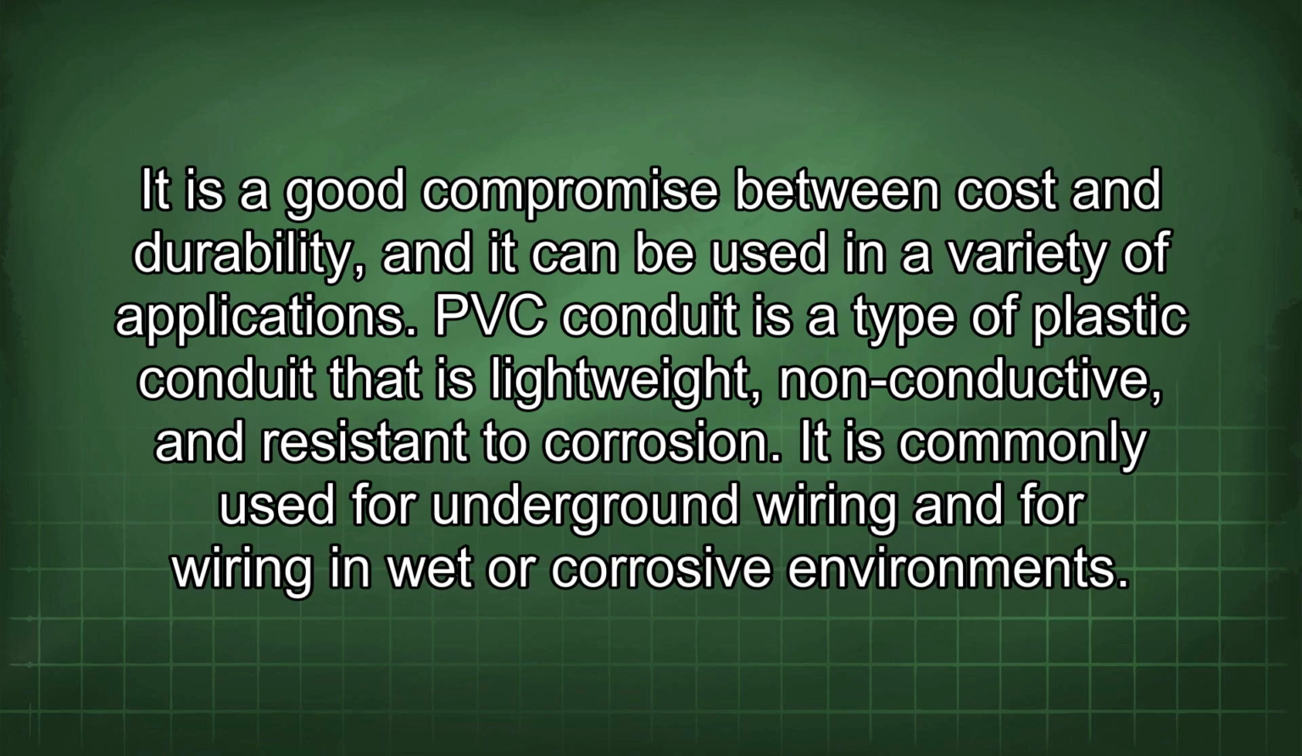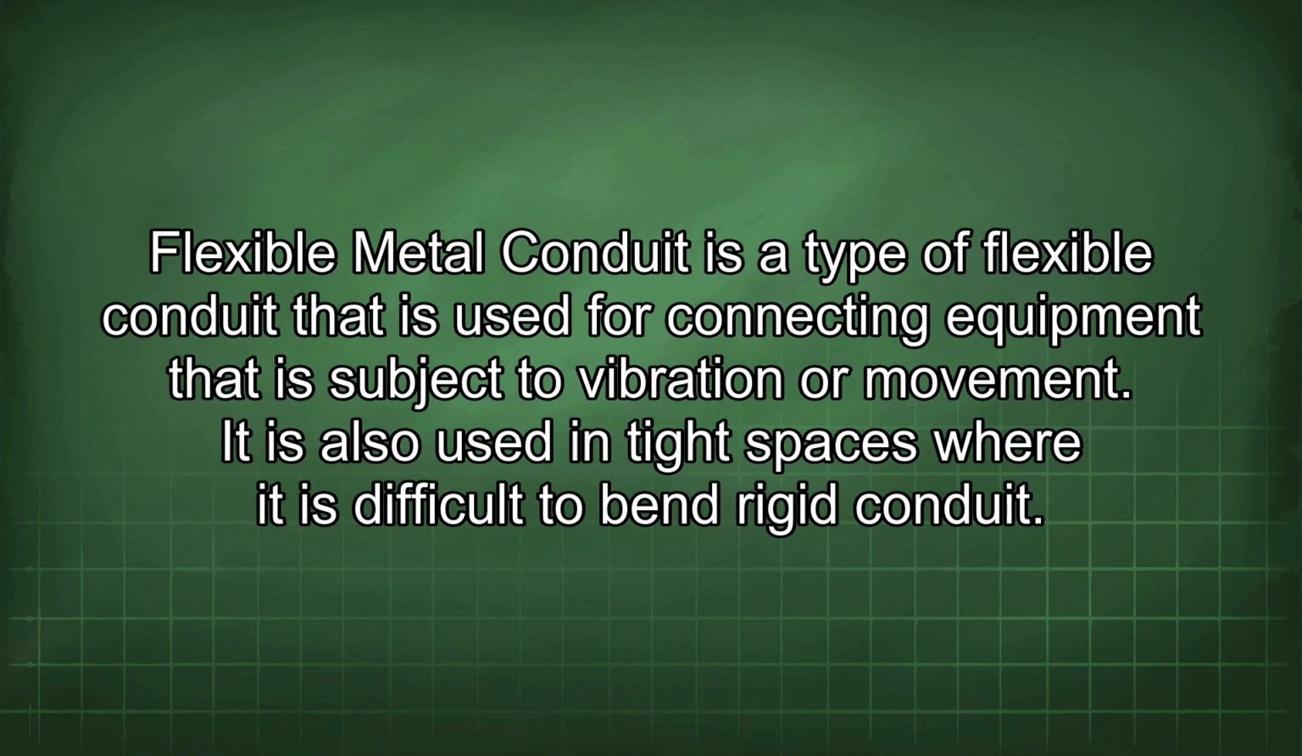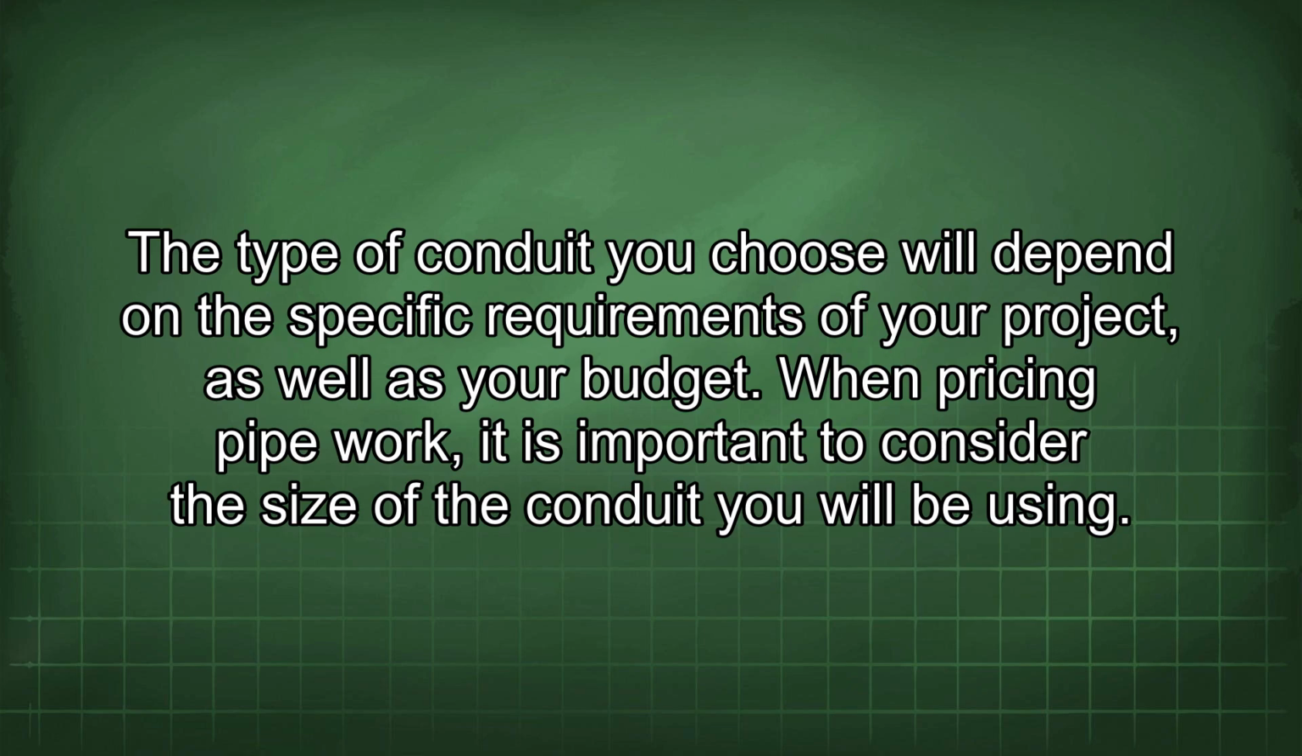It is a good compromise between cost and durability, and it can be used in a variety of applications. PVC conduit is a type of plastic conduit that is lightweight, non-conductive, and resistant to corrosion. It is commonly used for underground wiring and for wiring in wet or corrosive environments. Flexible metal conduit is a type of flexible conduit that is used for connecting equipment that is subject to vibration or movement. It is also used in tight spaces where it is difficult to bend rigid conduit. The type of conduit you choose will depend on the specific requirements of your project as well as your budget.